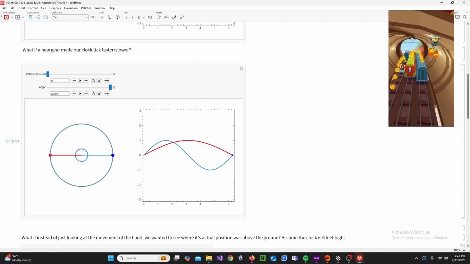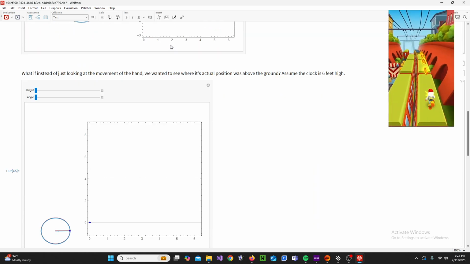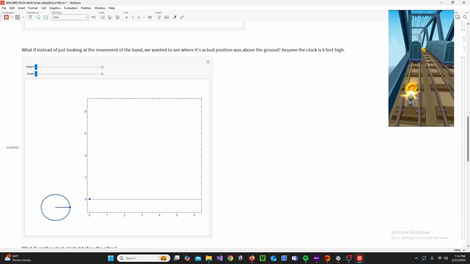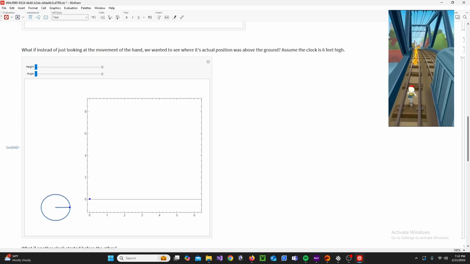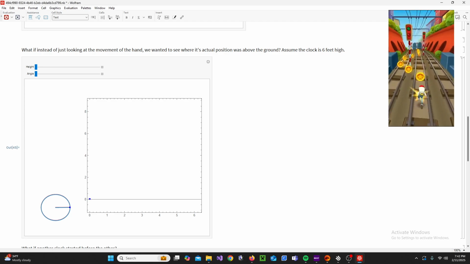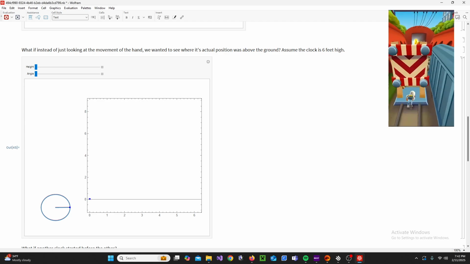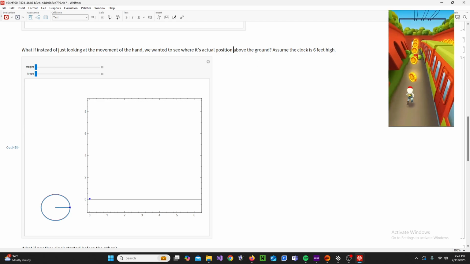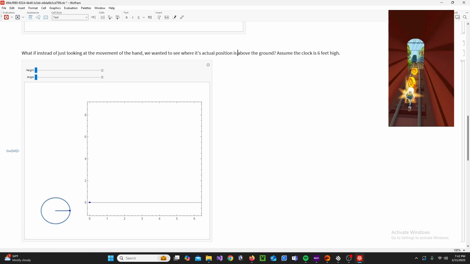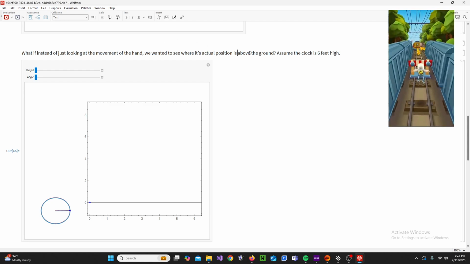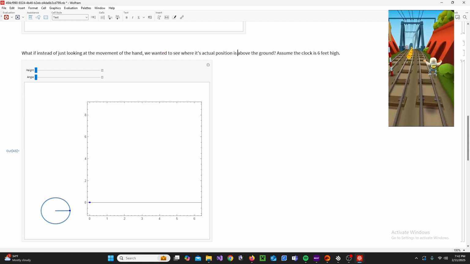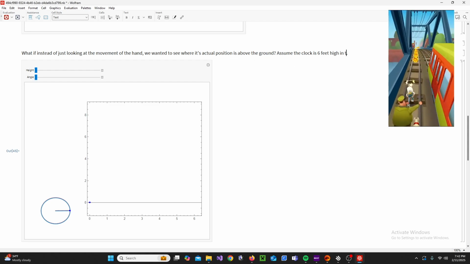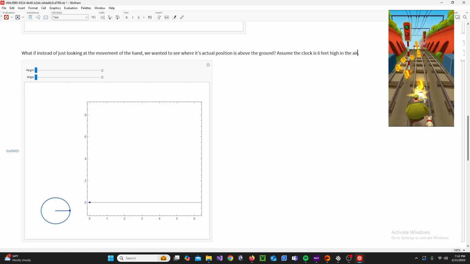Okay. Now, what if instead of just looking at the movement of the hand itself, we wanted to see the actual position above the ground? We wanted to see where its actual position is above the ground. Assume the clock is 6 feet in the air, high in the air.